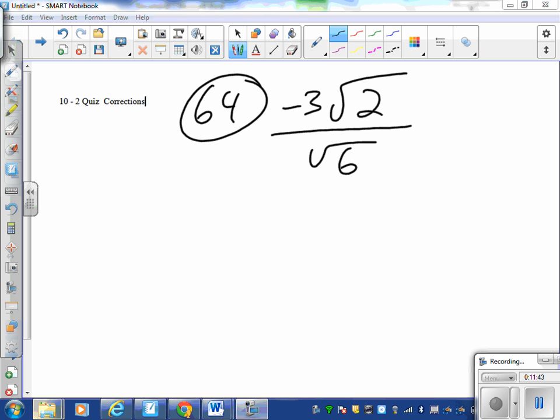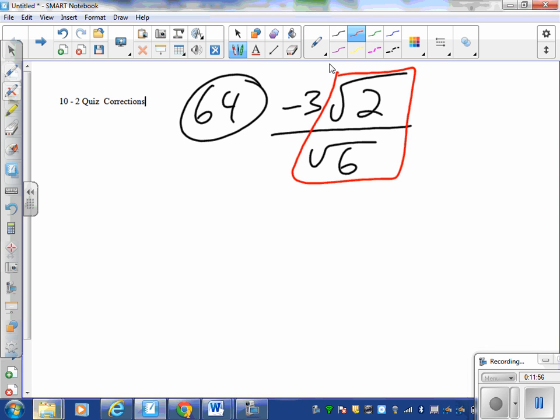Okay, number 64, we have negative 3, square root 2 over square root 6. What I want to do first is look at the two numbers in the square root sign. We need to reduce those two numbers. If you have square root numbers on top of each other, you can look at that as 2 over 6. Okay, I want to reduce those two numbers. If I have 2 over 6, that's going to reduce to 1 over 3.